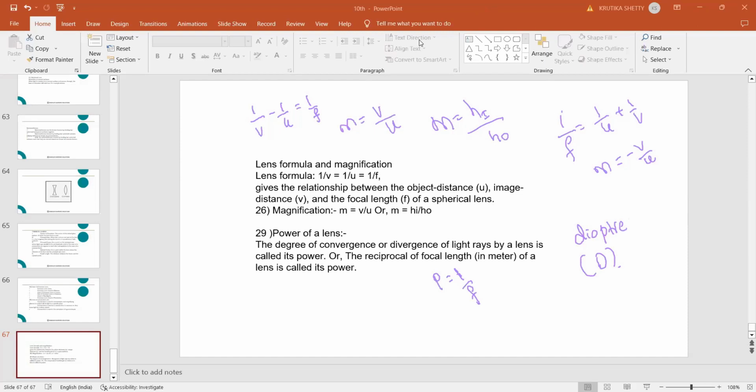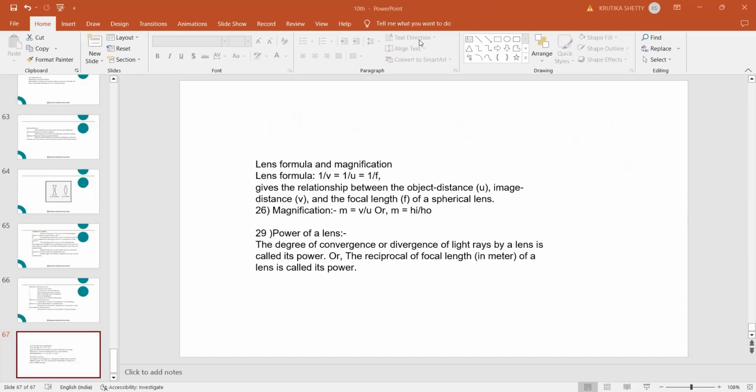Then lastly, we have image formation. If you want me to repeat any point, you can tell. We will see the last point, that is the image formation by convex and concave lenses. Shall I continue? Next point. Yes, ma'am. Okay. One minute, I'll share that.